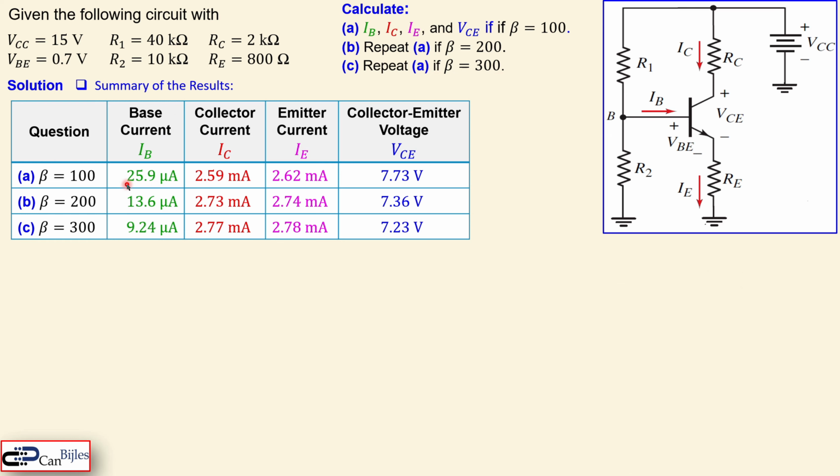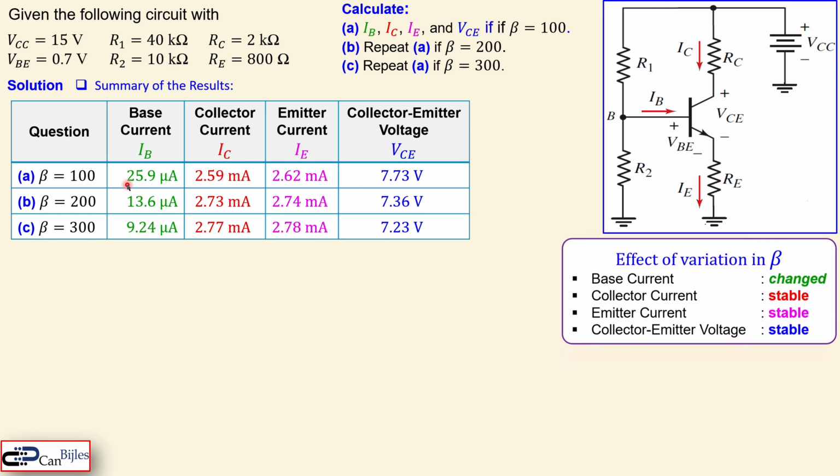The effect of variation in beta will cause the base current to change. So it is changed, and dramatically. But the collector current and emitter current and also the collector emitter voltage do not change that much. It is, okay, a little bit of change, but it is quite stable. So that's why we call it a bias-stable design. And this feedback resistor, called the feedback resistor RE, will cause that stability.